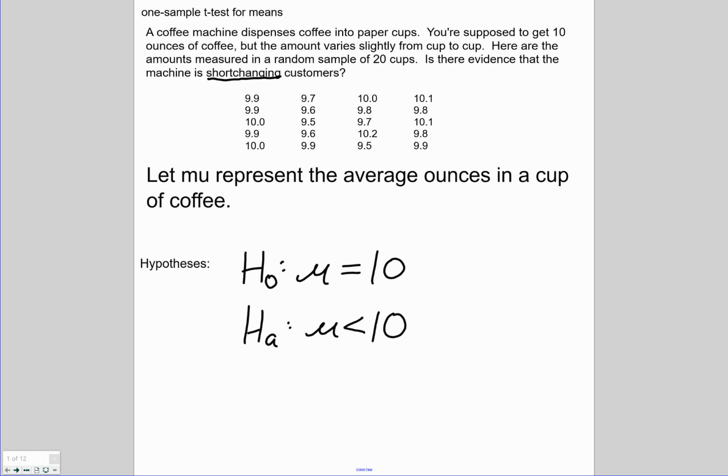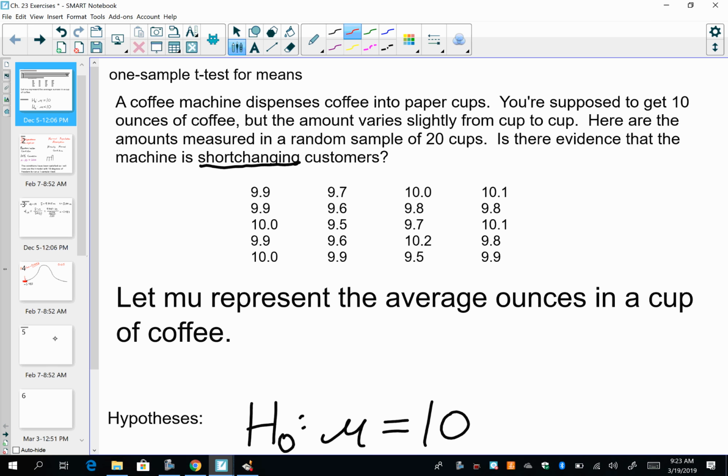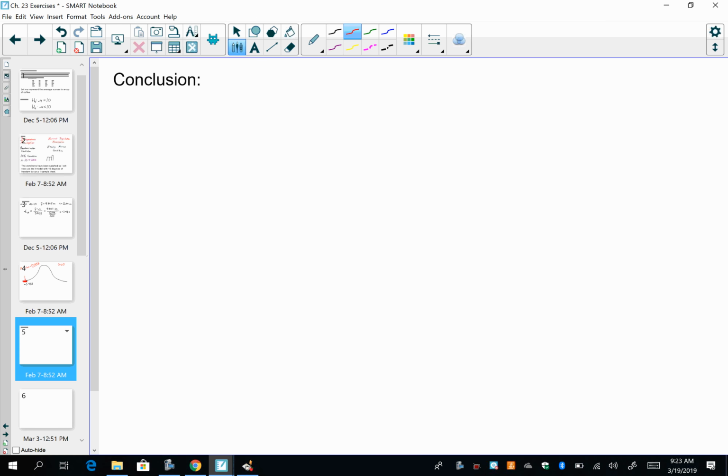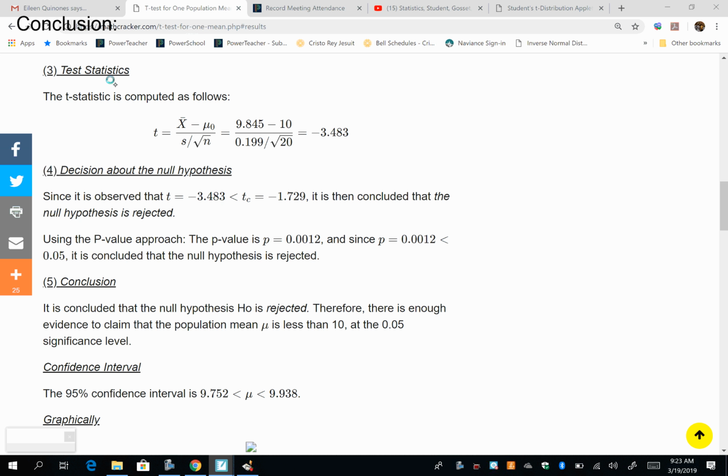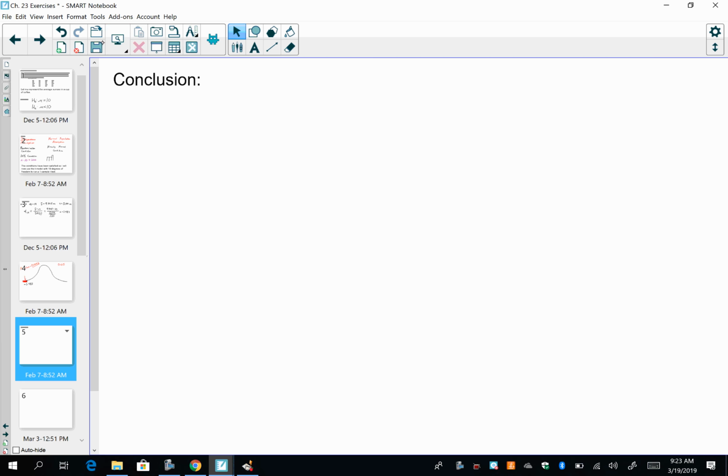Okay? So let's write a conclusion. Flip your paper to the conclusion page. There we go. Who wants to give us a sentence here? Conclusion. What do I need to put in the conclusion?